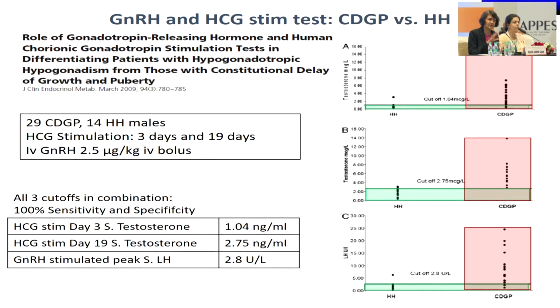This is a test scenario which was published way back, about 15 years ago, in 2009. Again, two groups of patients with constitutional delay and hypogonadotropic hypogonadism were subjected to three sets of tests: a GnRH stimulation test, a short HCG stimulation test, and a long HCG stimulation test, to arrive at these cutoffs, which are depicted over here, and to give a conclusion that when you combine all three tests, you get a diagnostic yield which is 100% in sensitivity and in specificity.